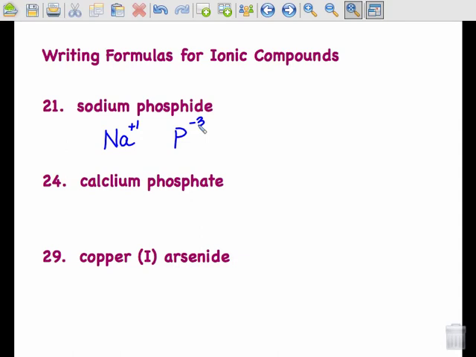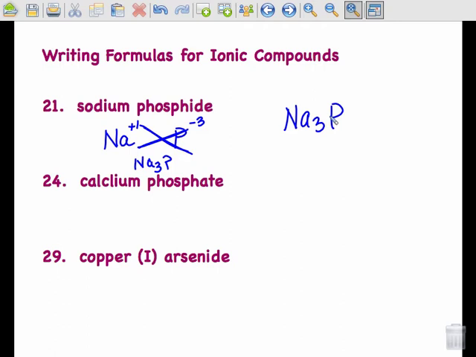In the crisscross method, you rewrite the symbols closer together, leaving a little space, and you crisscross the charges, meaning the charge of one element becomes the subscript of the other element. If we look here, the Na +1 is going to become the subscript of P, and you don't write a 1. And then the -3 of P is going to become the subscript of Na. So your formula is going to be Na3P. The charge becomes the subscript.